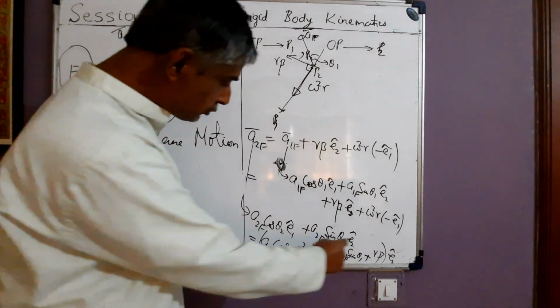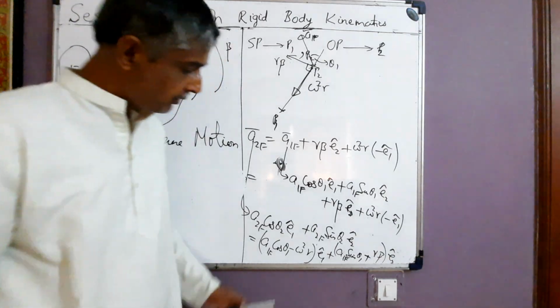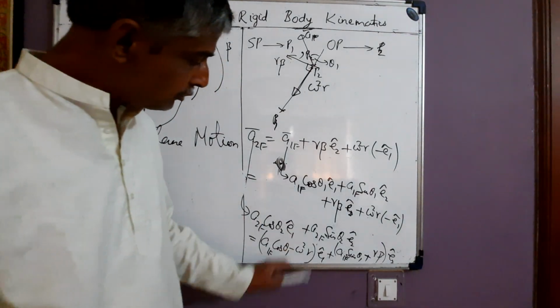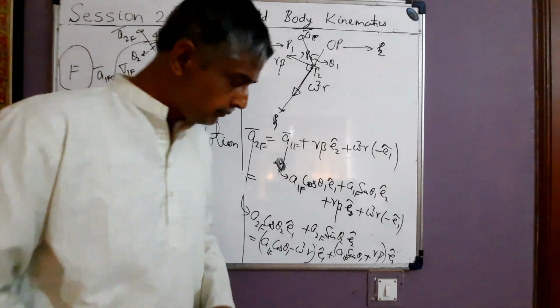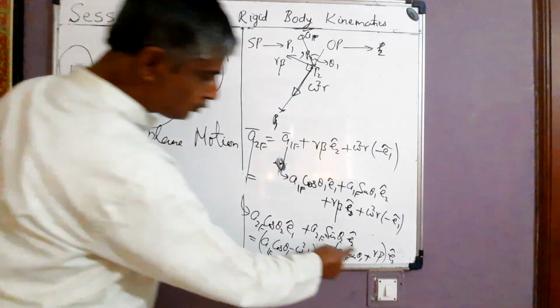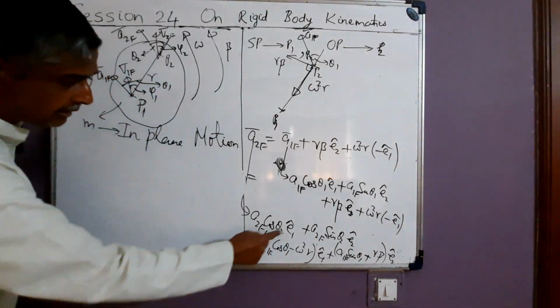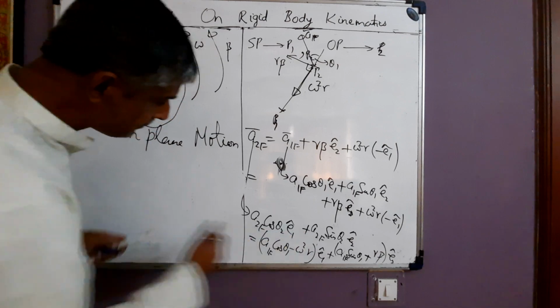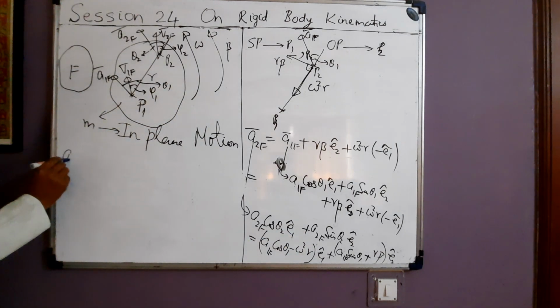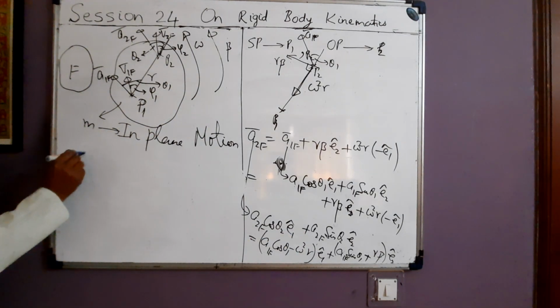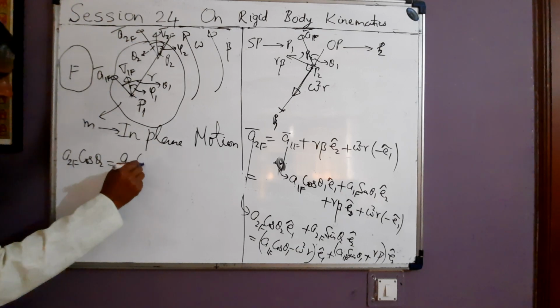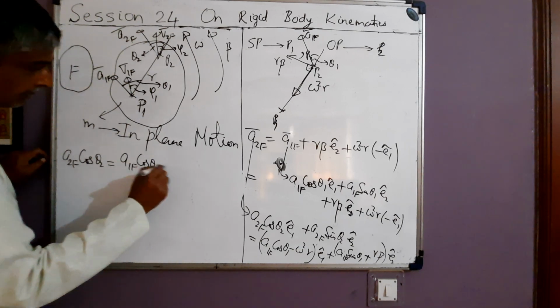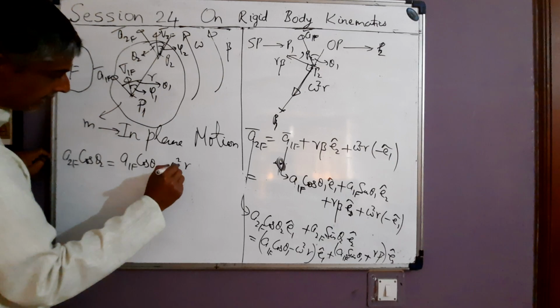So now E1, E2 are linearly independent unit vectors. So this equation is going to be valid only when the respective coefficients of E1 hat, E2 hat on both sides are equal. So I equate the coefficients of E1 hat on both sides. What do we get? A2f cos theta 2 is equal to A1f cos theta 1 minus omega square r.